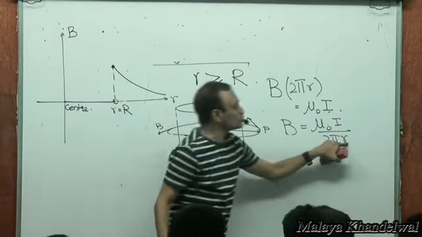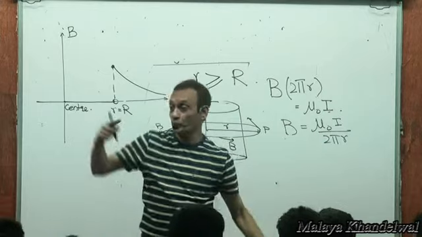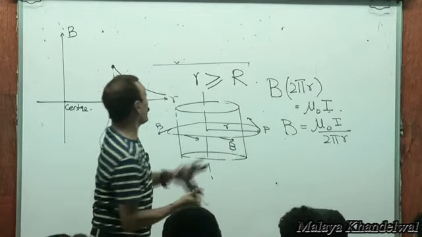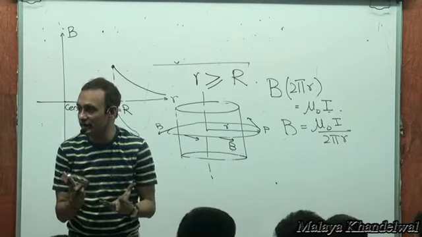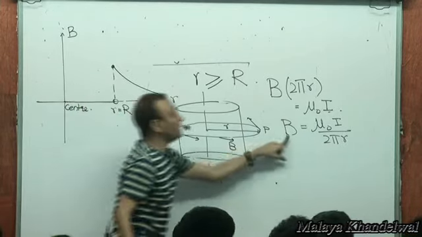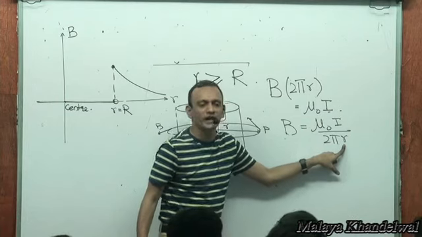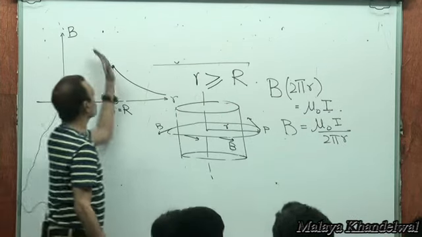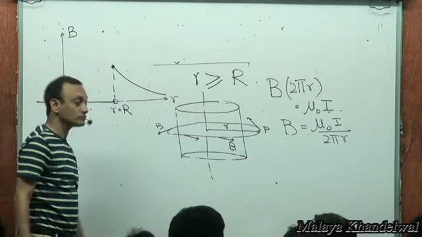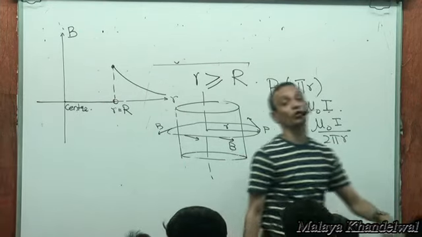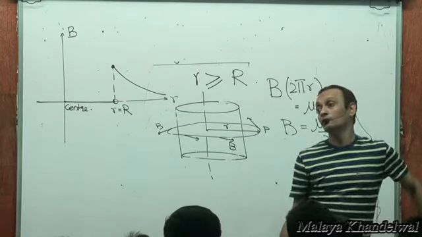This B into small r is a constant for points outside, and this part is going to be a rectangular hyperbola. Like P into V equal to constant is a rectangular hyperbola, B into small r equal to constant will also be a rectangular hyperbola. So this is going to be a rectangular hyperbola.